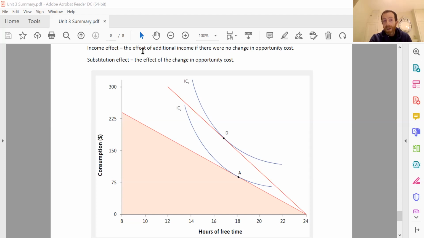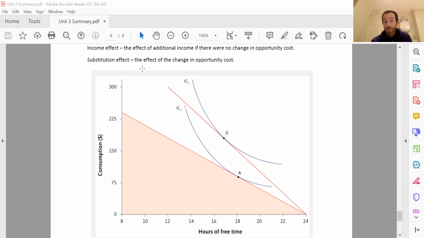So the income effect is us trying to think about if we didn't change the opportunity cost, i.e., there was no change in wage, no change in the relative price of wage and consumption. If we just gave them the extra money to get to the higher indifference curve, then how much free time would they choose compared to before?